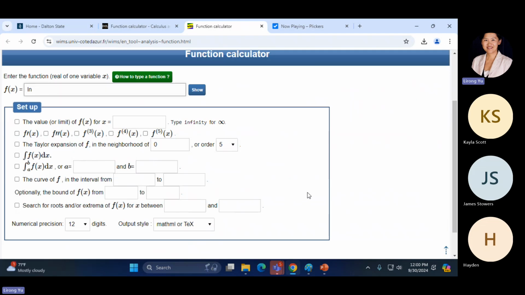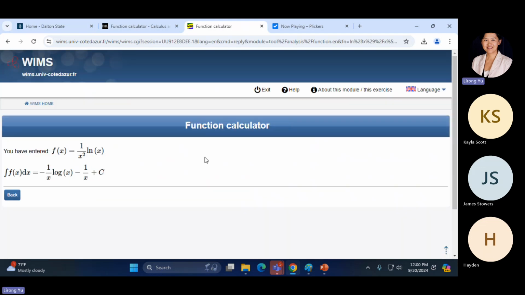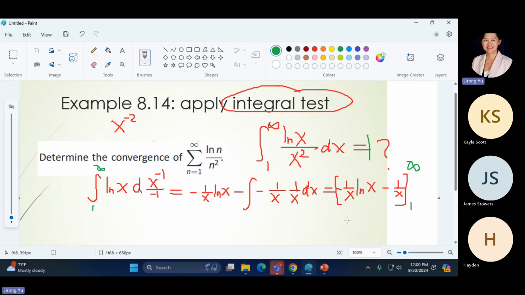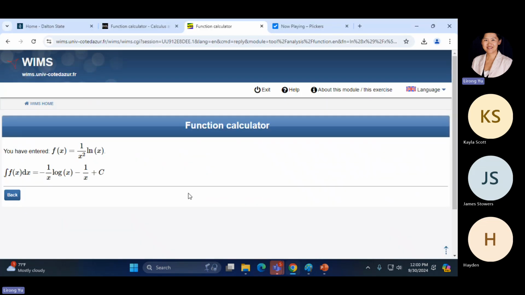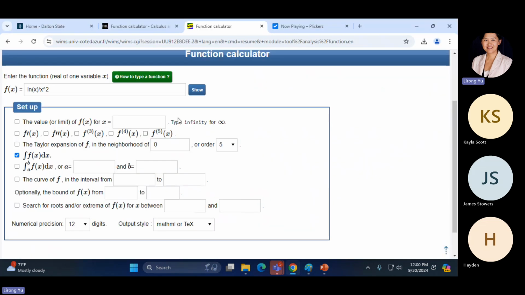What we're gonna do is take the natural log of x divided by x squared, and we're trying to integrate from a to, I'm not sure. First, I'm not sure putting the integration limit at infinity works. Okay, so that's the antiderivative as we had over here. It's the same antiderivative. It says type infinity, so maybe we can do this. The lower limit is 1, the upper limit is infinity.